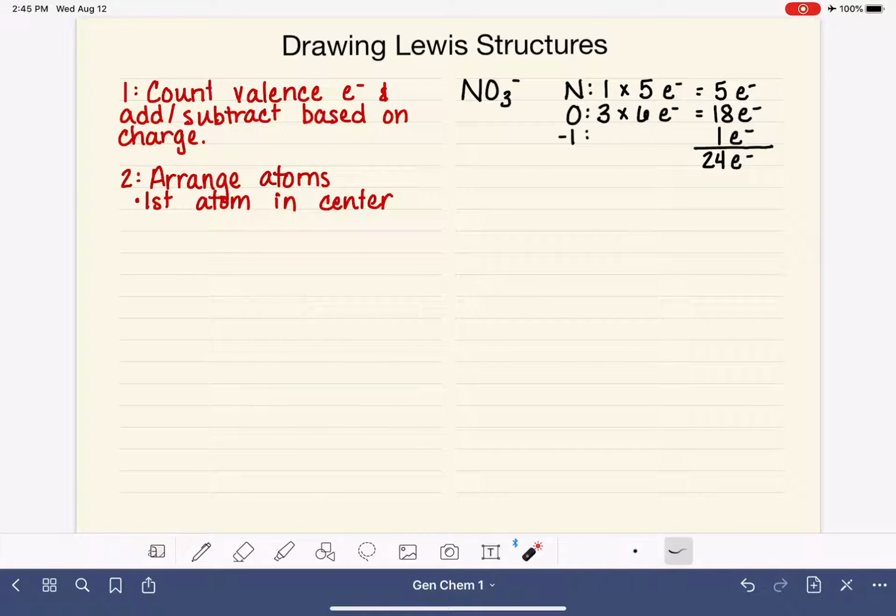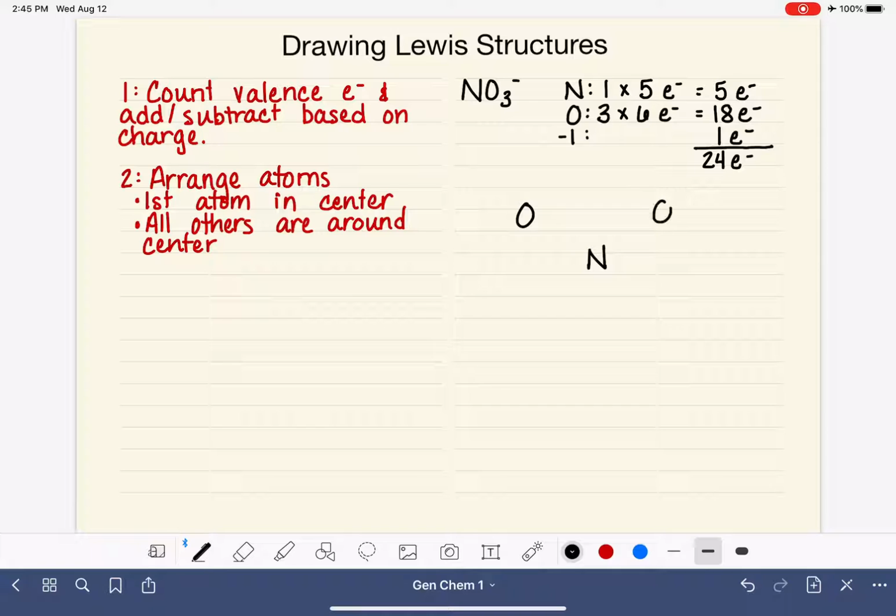Just when we're looking at the molecular formula, the first atom, as we read from left to right, is going to be in the center. And then all the other atoms are arranged around that center atom. So our oxygens are just located around the central atom, just kind of in this area out here.